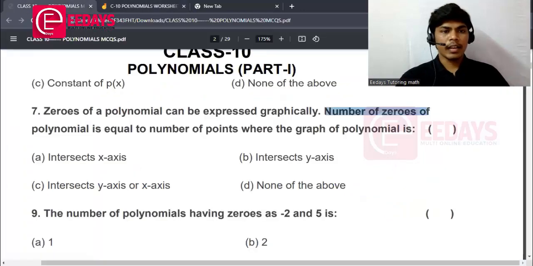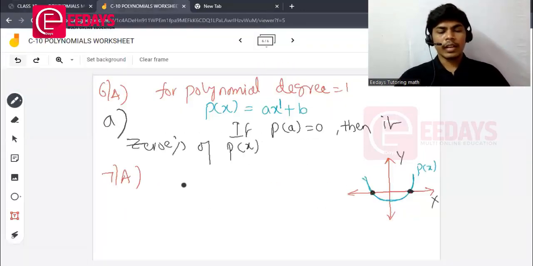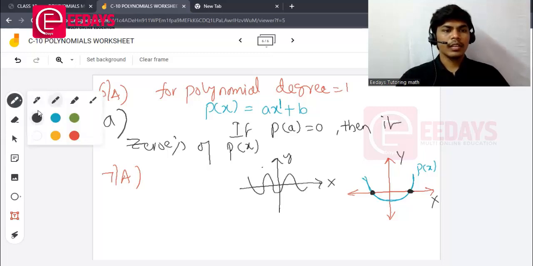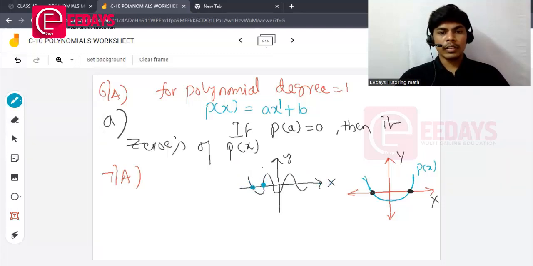I just took a random graph. Okay, if the next graph is like this, I'm taking another random graph, with y and x here. Okay, we are getting the graph like this. This is x and the y. And how many points does it touch the x-axis? So 1, 2, 3, 4, 5. It is cutting the x-axis at 5 points. That's why the zeros are 5. Zeros is equal to 5 here and zeros is 2 in the previous one.